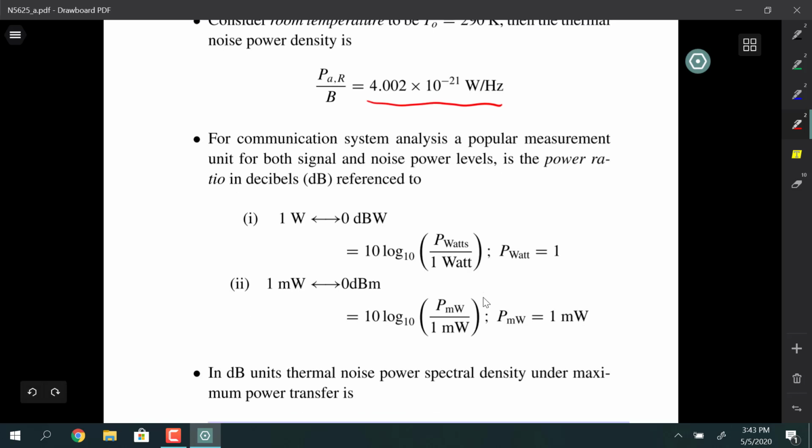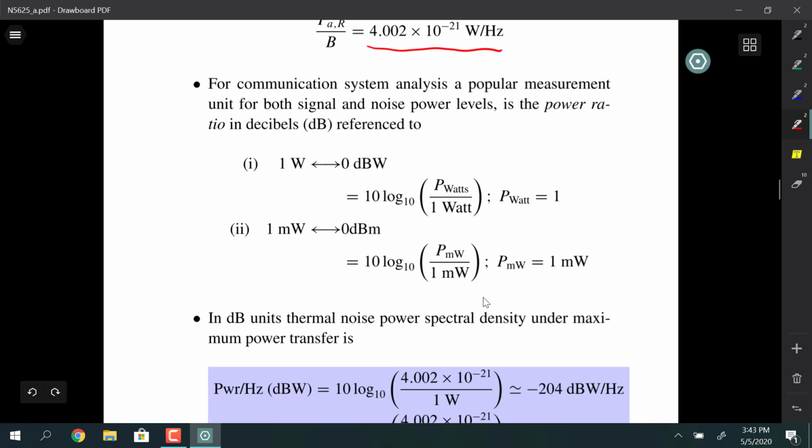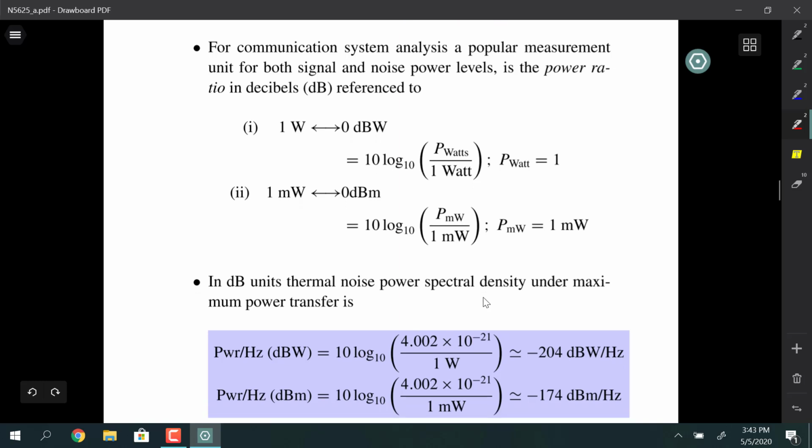That number is kind of obscure to me in my memory banks because I was taught something a long time ago when I had comm systems. And before we actually get to the blue boxes at the bottom of this page, I just want to quickly review how power ratios are calculated using 10 log base 10.